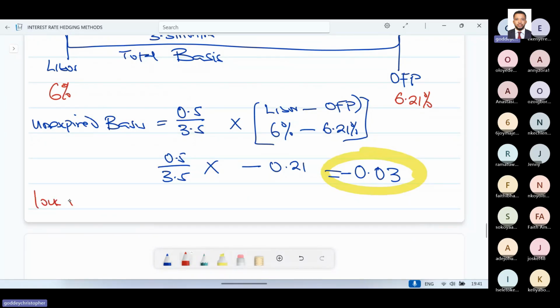Locking rate equals to, remember, OFP plus unexpired basis, plus what?